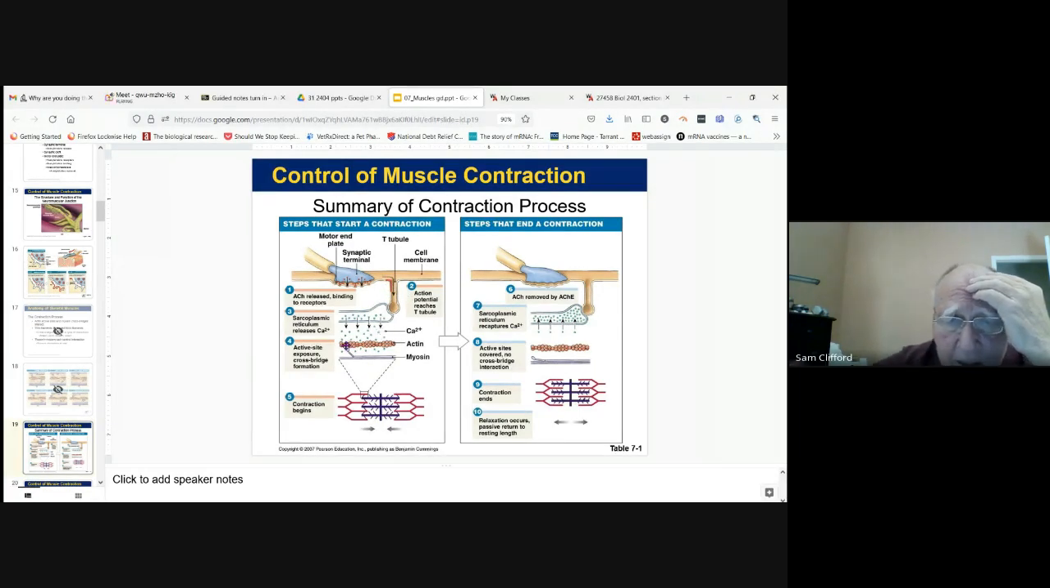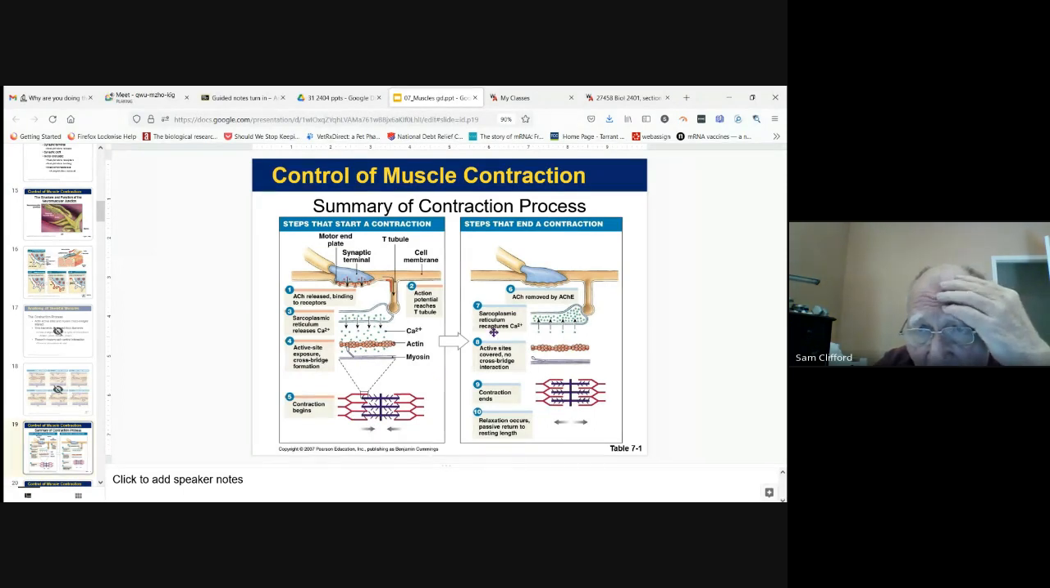That causes the sarcoplasmic reticulum to release calcium. The calcium causes the active site exposure by binding to troponin and causing the tropomyosin to rotate and to expose the active sites on the actin. Once those active sites are exposed, the energized myosin head and tail bind and move with that energy toward the center of the sarcomere, and that causes the muscle to shorten.